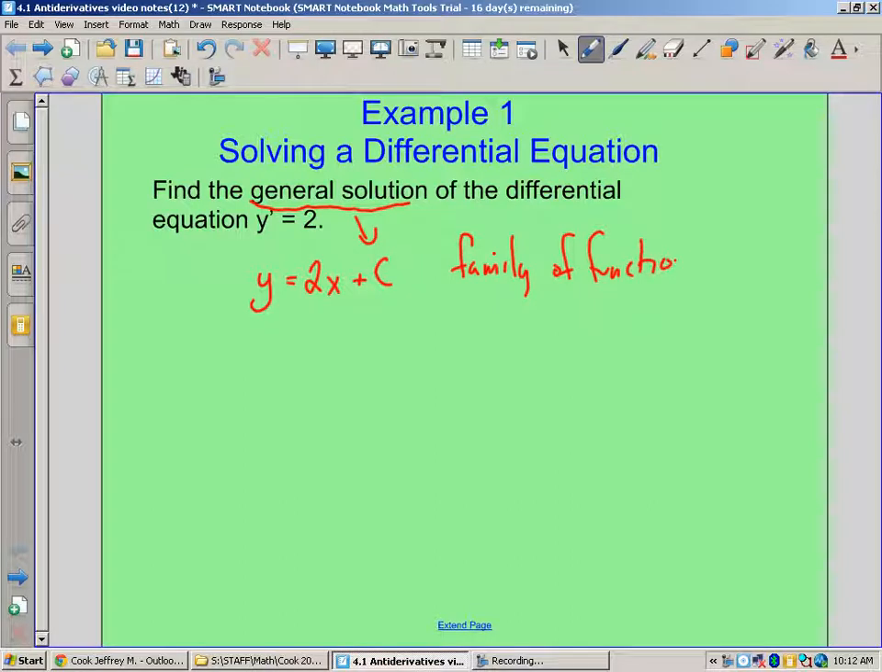This ends up giving us a family of functions, that basically would represent, if I took the derivative of this, I would get back to what I started with, that y prime was 2. A family of functions with a slope of 2. So we have a whole bunch of lines that are parallel, crossing at different intercepts, and it all depends on what that c value is. And we'd have to know an ordered pair in order to get that c value.